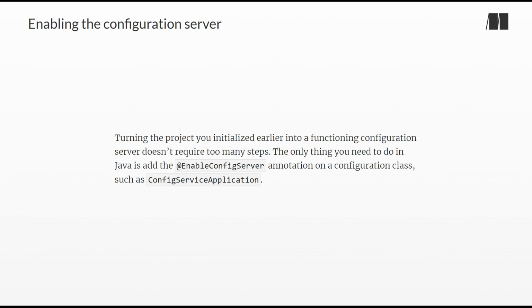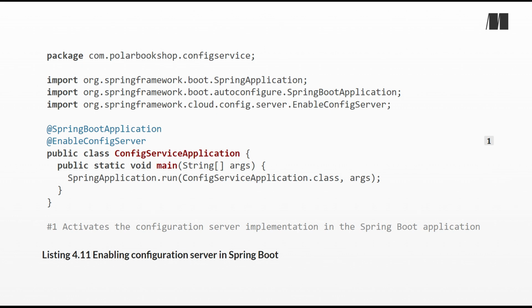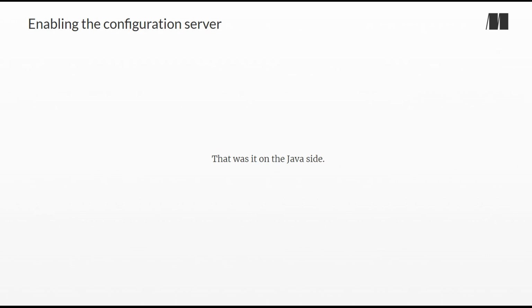Enabling the configuration server. Turning the project you initialized earlier into a functioning configuration server doesn't require too many steps. The only thing you need to do in Java is add the @EnableConfigServer annotation on a configuration class, such as ConfigServiceApplication. Listing 4.11. Enabling configuration server in Spring Boot. That was it on the Java side.